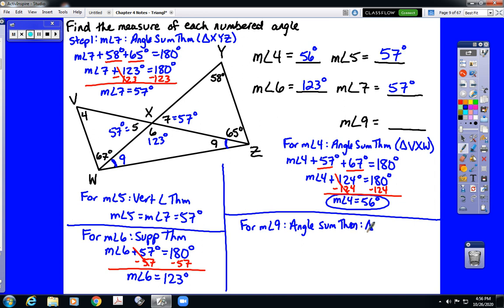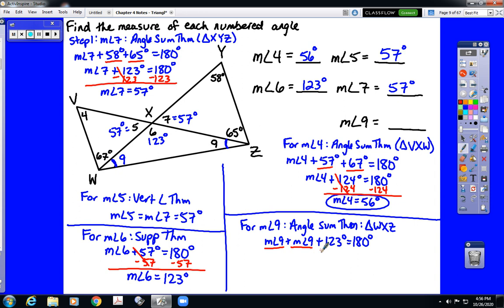Based on triangle WXZ, we can say the measure of angle 9 plus the measure of angle 9 plus the measure of angle 6, which is 123 degrees, equals 180. Now we can do two steps at once.